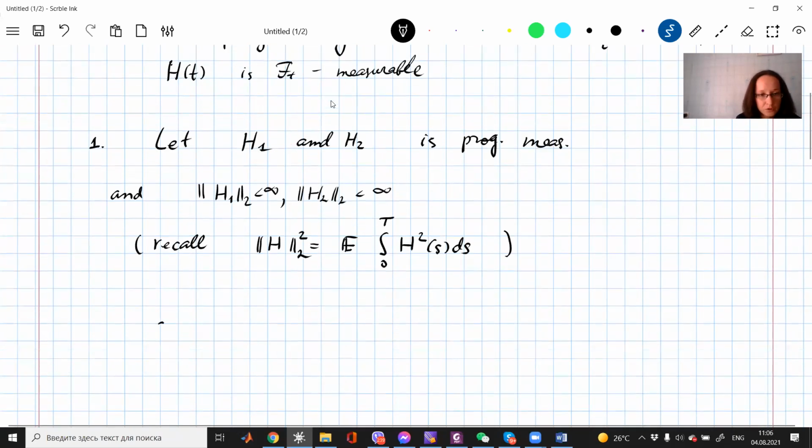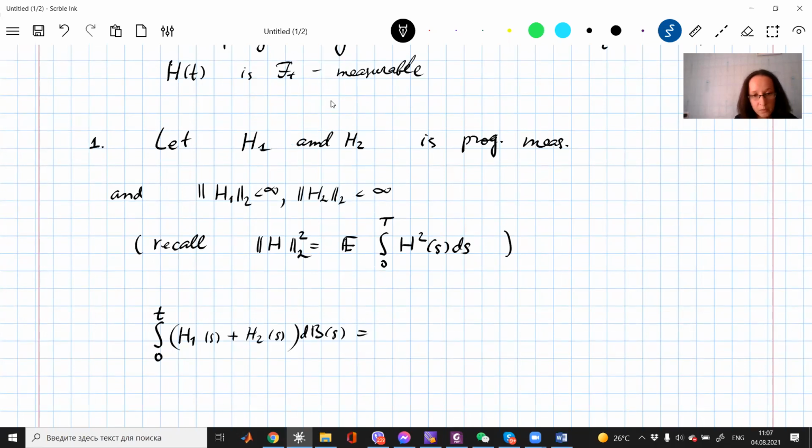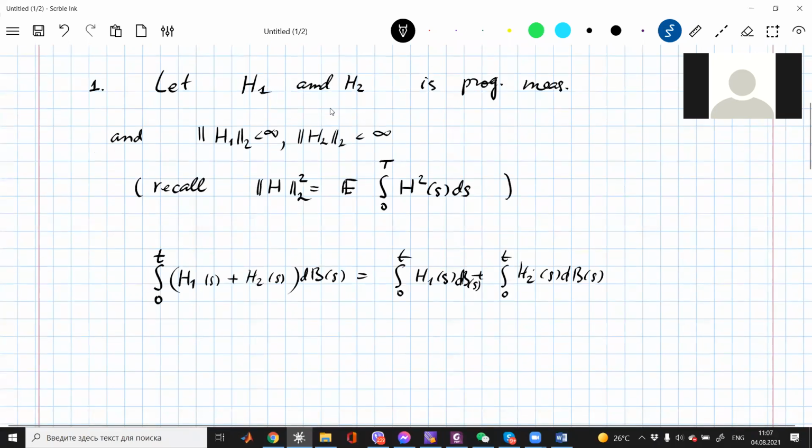So if I have two random processes, then the integral from 0 to t of the sum of the two processes, H1 from s plus H2 from s, dB from s, is equal to the sum of integrals. So this is very easy to see. Oh, I'm sorry, dB from s, dB from s.